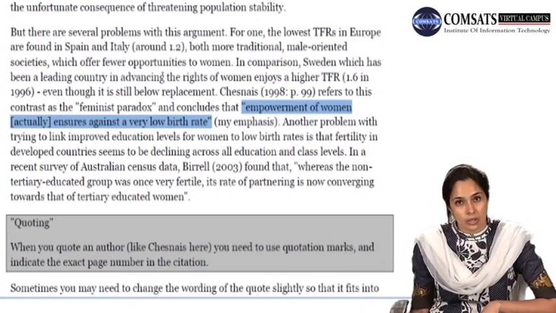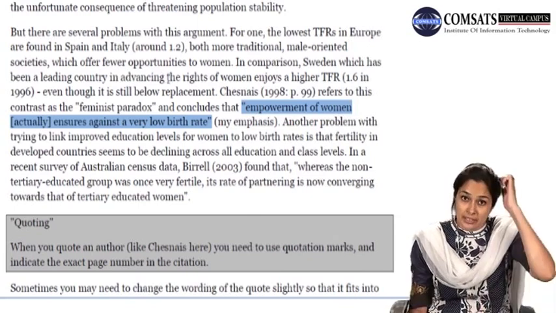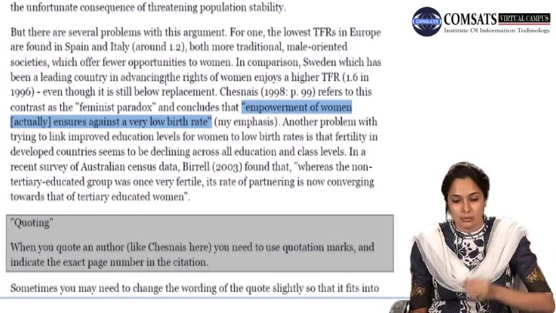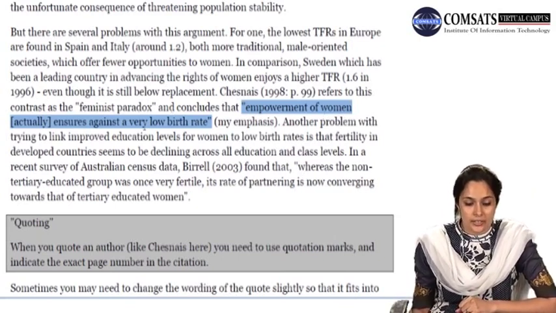और वो बहुत strongly इस बात को disagree कर रहे हैं कि young people are to be blamed for this baby crash, के बच्चे जो हैं वो बहुत कम पैदा हो रहे हैं दुनिया में. Even though it is still below replacement, refers to this contrast as the feminist paradox and concludes that empowerment of women actually ensures against a very low birth rate.